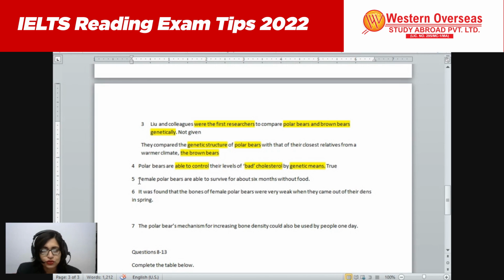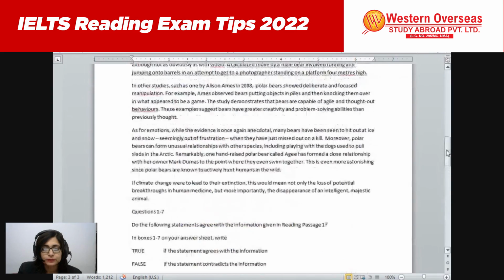Now for the next question, they are saying female polar bears. Again the topic is about polar bears, but what is special about this is that they are talking about female polar bears. What is the quality of female polar bears? Able to survive for about 6 months. Time is given, 6 months. How? Without food. So they are talking about female now. I have to find female, and able to survive 6 months without food.